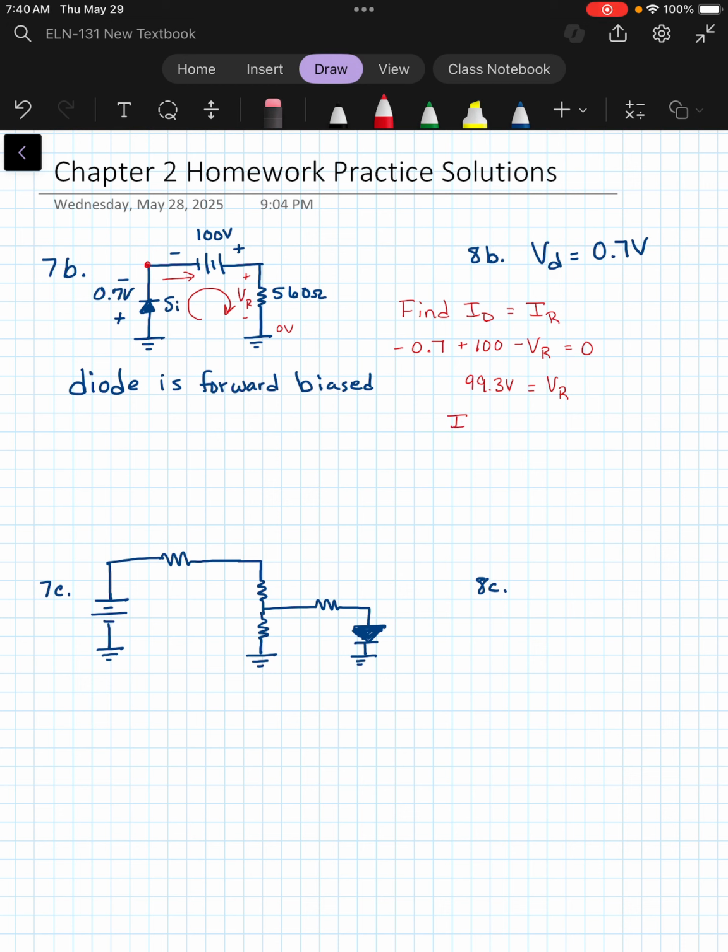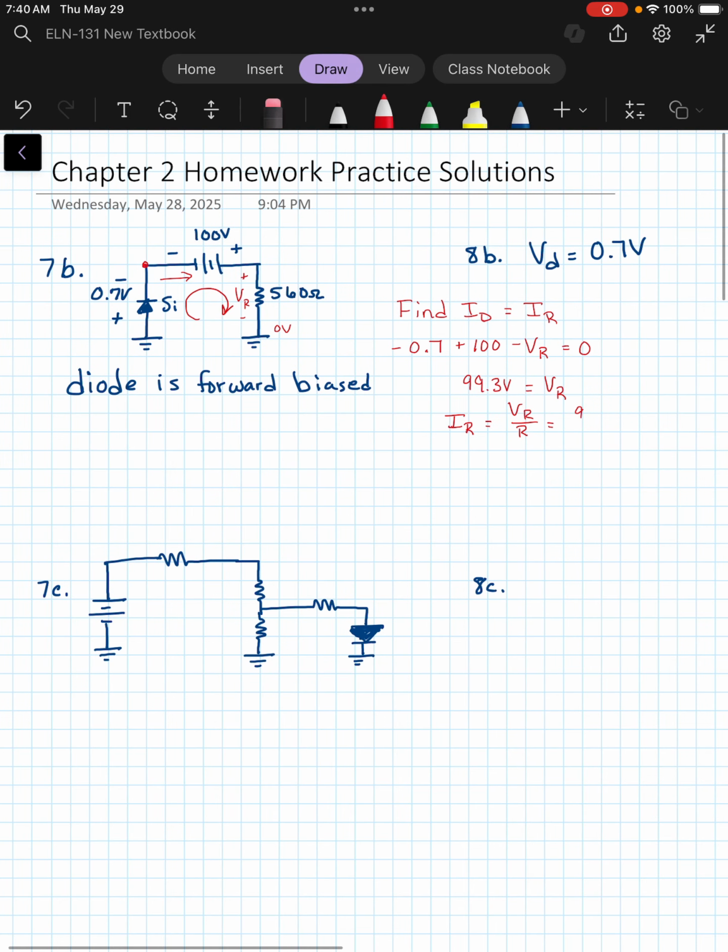So if we want to find the current through that resistor, it would be the voltage drop across the resistor divided by the resistor. That's Ohm's law. So 99.3 volts divided by 560 ohms of resistance would give us about 177 1/3 milliamps. And so that would also be the current through the diode. So of course you want to make sure your diode can handle that amount of current. Again, that wasn't asked in the problem. I just thought it would be interesting to actually go over that.